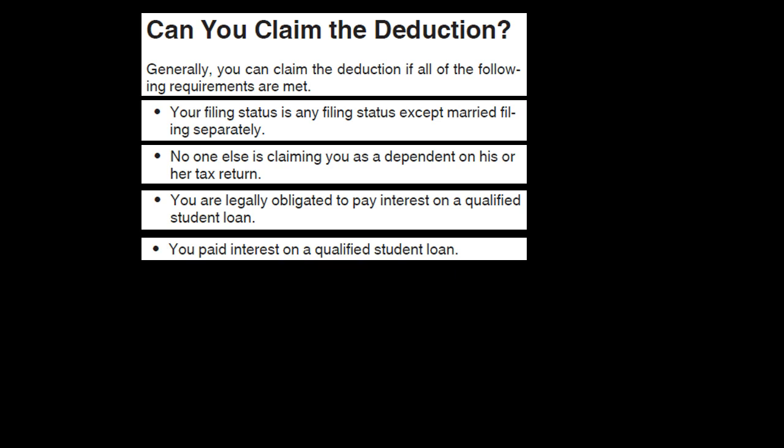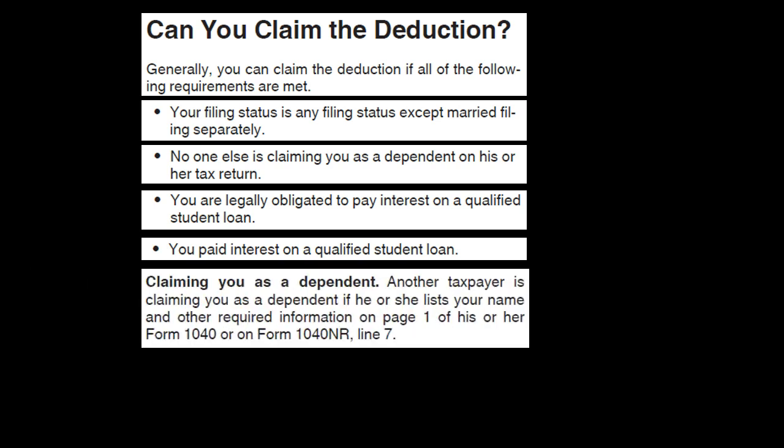Remember that we're more on kind of like a cash basis method most of the time, as in with regards to this payment as well. Back to the text. Claiming you as a dependent. Another taxpayer is claiming you as a dependent if he or she lists your name and other required information on page 1 of his or her Form 1040 or Form 1040NR line 7.